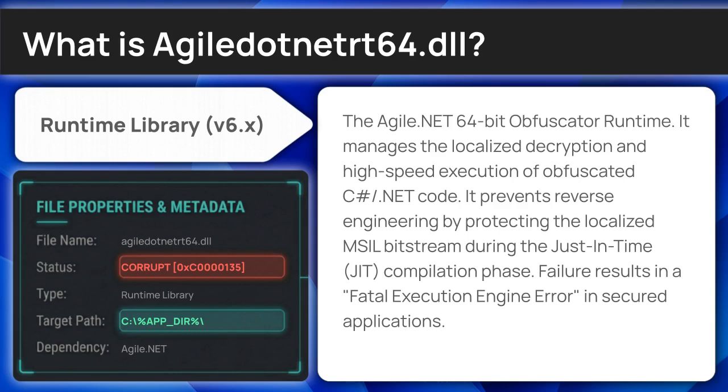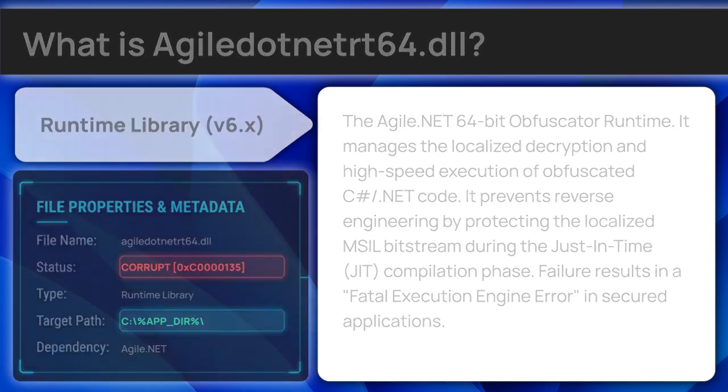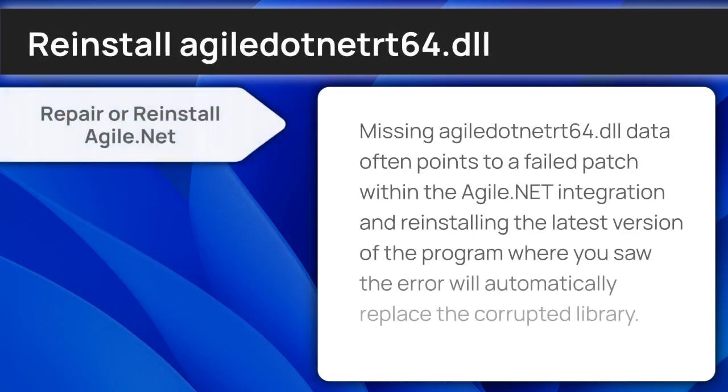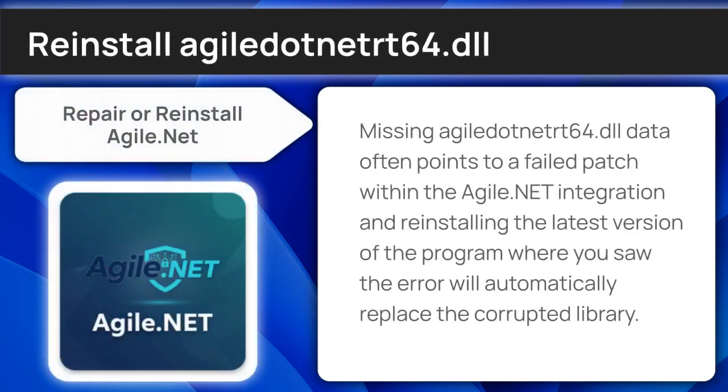Now let's apply the fix by reinstalling the shared system library. Missing agile.netrt64.DLL data often points to a failed patch within the agile.net integration, and reinstalling the latest version of the program where you saw the error will automatically replace the corrupted library.